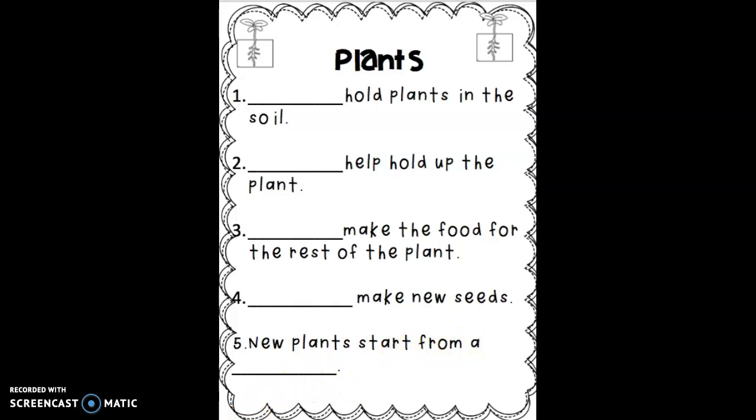Use your resource to spell the words correctly, as well as what you learned from the Brain Pop video to help you fill in the blanks.